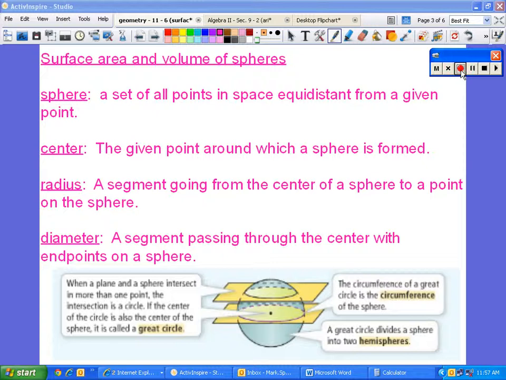Okay, so we also have something called the great circle, which is not related to the great pumpkin. What? Ooh, good player. What?